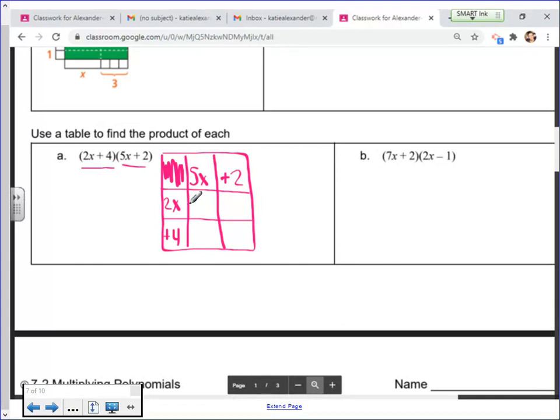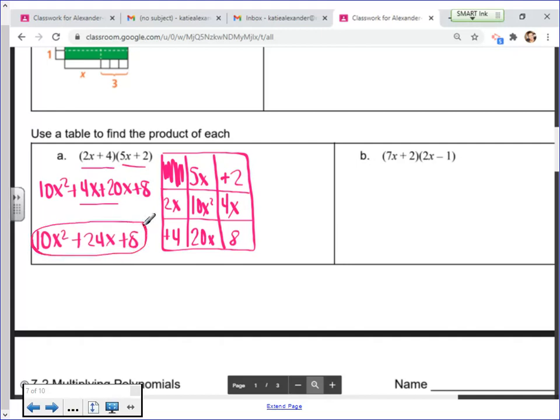2x times 5x is 10x squared, because x times x is x squared. 2x times 2 is 4x. 4 times 5x is 20x. And 4 times 2 is 8. So now these 4 boxes contain our answer. You have 10x squared plus 4x plus 20x plus 8. The only thing you still have to do is combine your 4x and your 20x, which leaves you with your answer, 10x squared plus 24x plus 8. That's my answer.